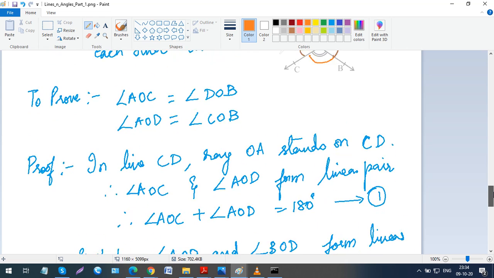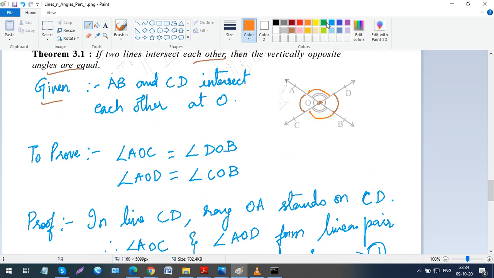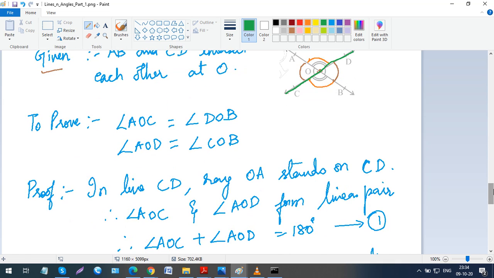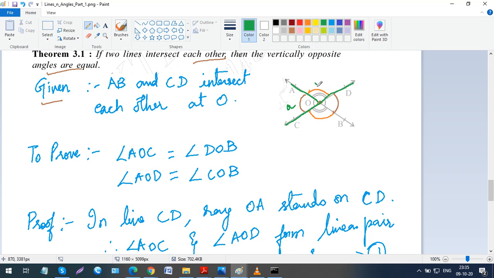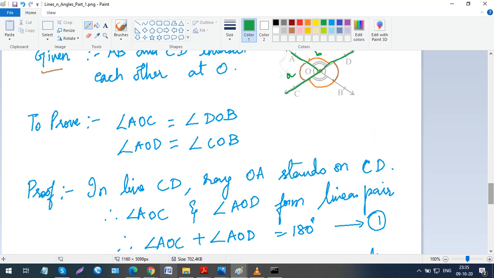So now what do we do? How do we prove? In line CD, so we just take this line. Let me take only CD. In CD, OA is standing on CD, right? OA stands on CD and CD is a straight line. So this angle AOC, this angle A, and let us say this angle B, these two are going to add up to 180 degrees, right? So that's what they're saying. Angle AOC is what I have taken as A, and angle AOD is what I have taken as B. These two are adding up to 180 degrees because they form a linear pair.